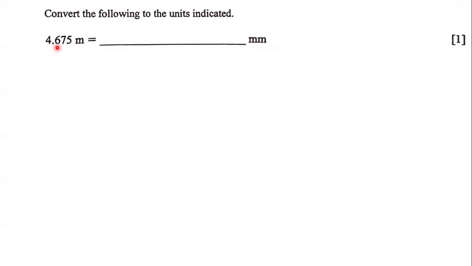So 4.675 meters is equal to blank millimeters. So again, how do we convert meters to millimeters, and what's going to be our answer?